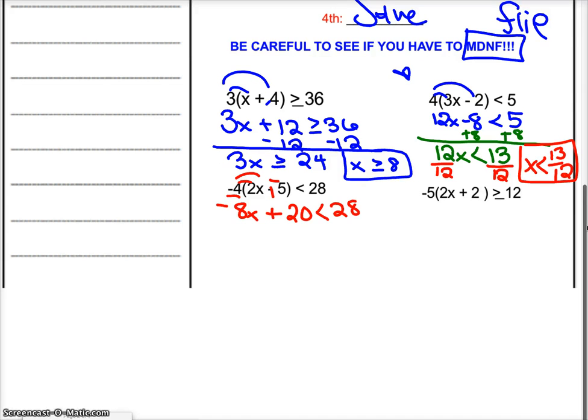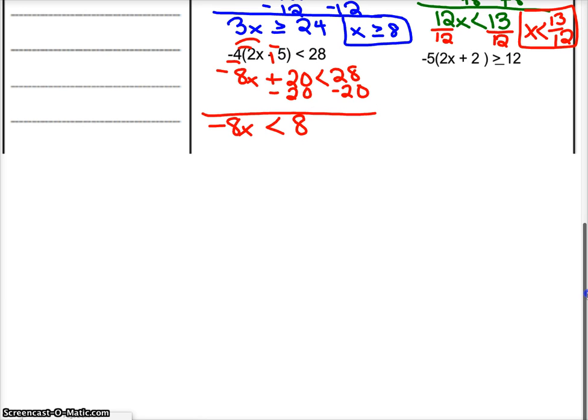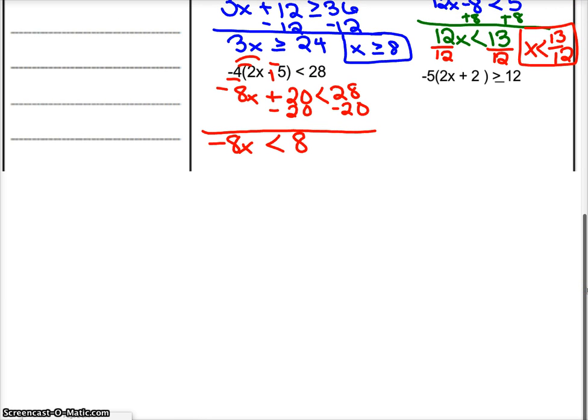Subtract 20 to both sides. Subtract 20. And you get negative 8x is less than 8. Divide by a negative. Notice how I said that? Divide by a negative. So if I divide by a negative, I need to flip the inequality. Notice? Flipped the inequality. Good, we're almost done. And then we're doing combining like terms today, and we'll call it done.